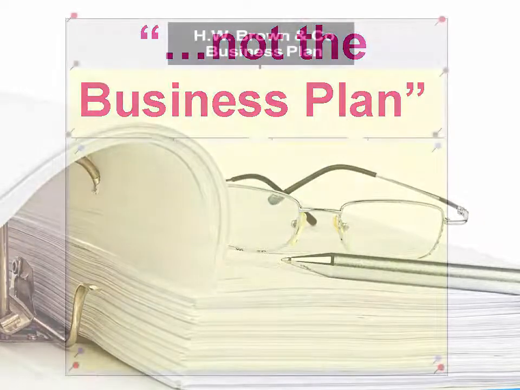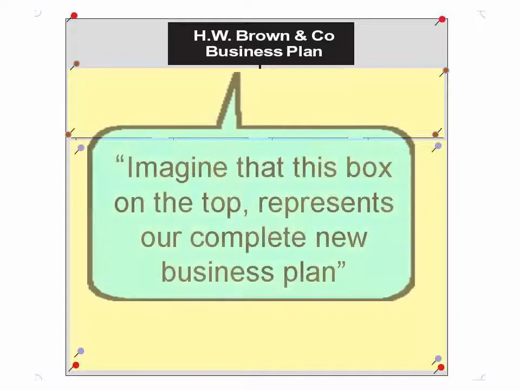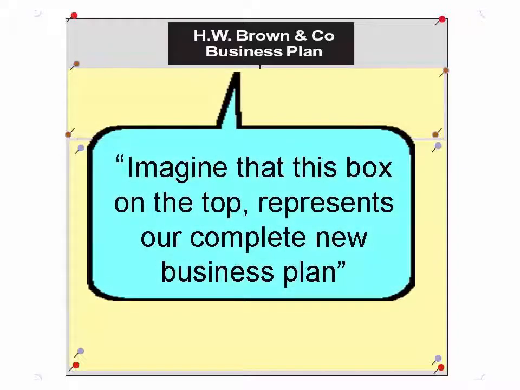But to your surprise, what Ted points to is a poster-sized page that's pinned up on the wall. You then notice that most of the document is covered up with yellow paper that's held in place with mapping pins. Ted points to the top of the large page and breaks the silence, saying, "Imagine that this box at the top represents our complete new business plan."